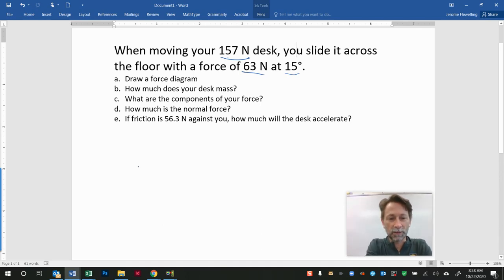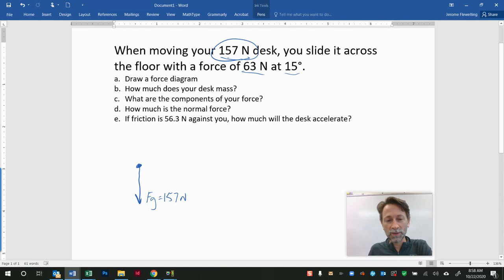Remember, we're going to condense all of that down into a single dot that represents our desk. And when I look at the givens, I have a 157 Newton desk. That tells me the weight, or the force of gravity. So I'm going to draw an arrow going down that says that's the force of gravity, 157 newtons.